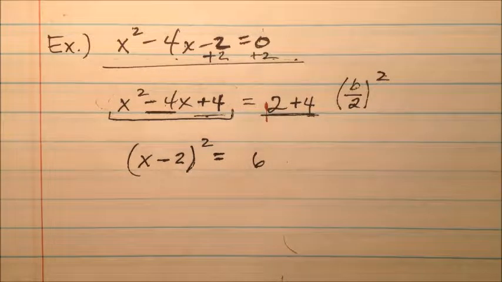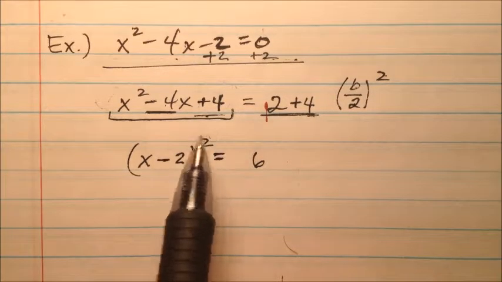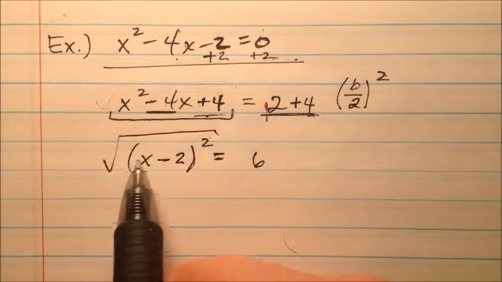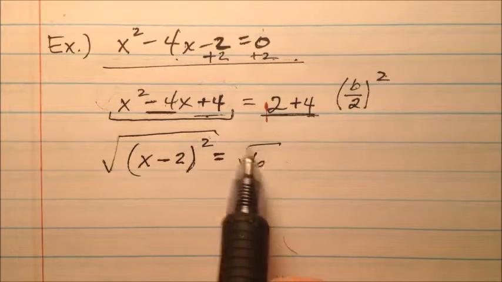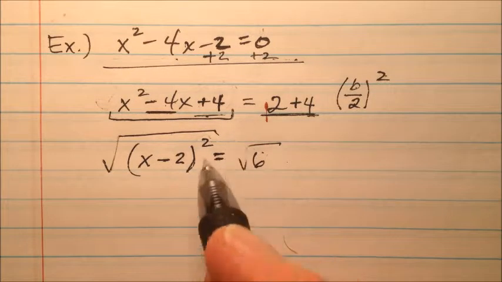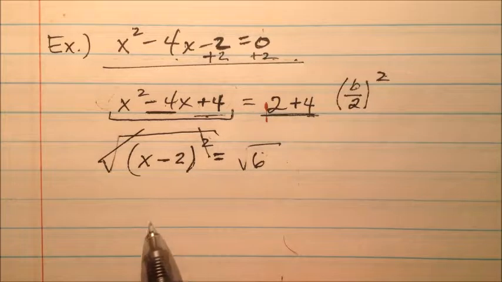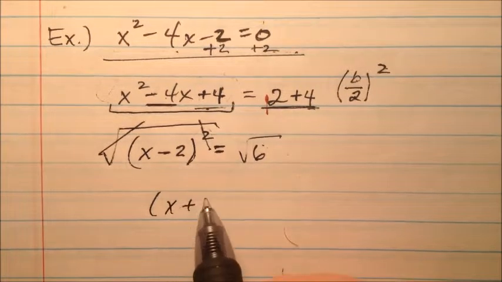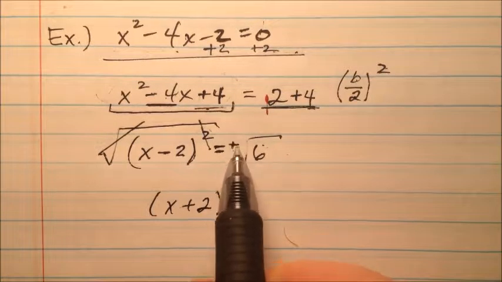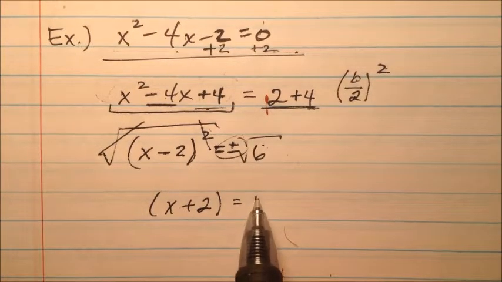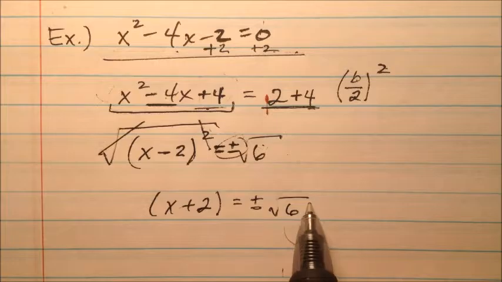So just like we did earlier, I have this perfect square. So in order to isolate this x, my first step is to get rid of that perfect square. So I'm going to take the square root of both sides, use my square root property of equality. And this square and the square root cancel, and I'm left with x minus 2. And when I do that to my right side, remember I need to add this plus or minus in front of my term. So plus or minus radical 6.